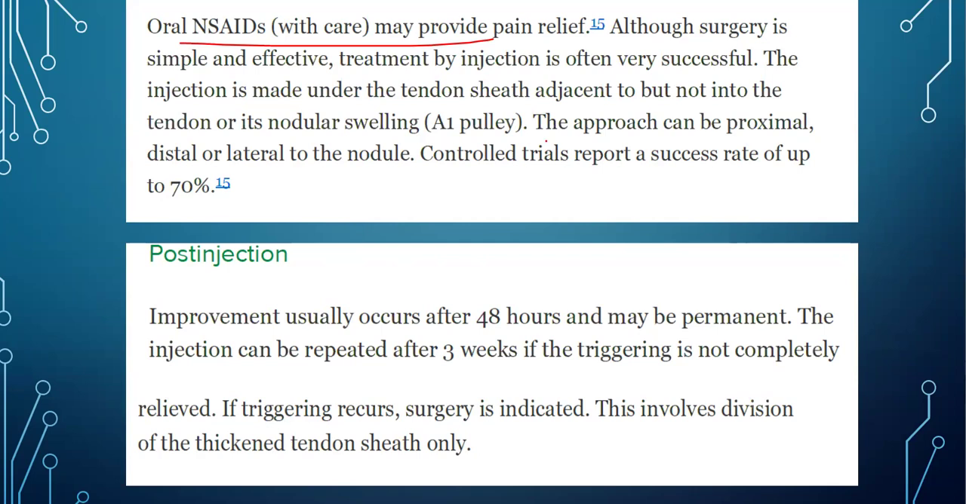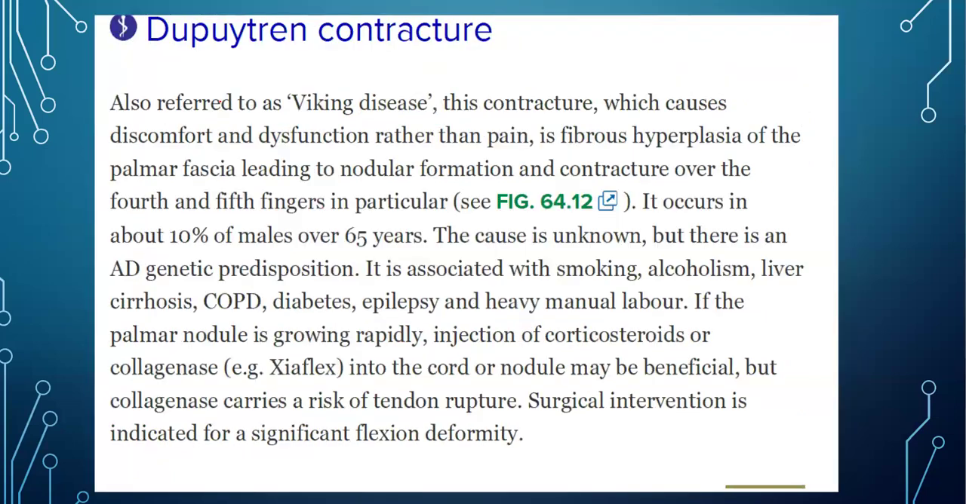And then you can also go for a steroid injection under the tendon sheath, not into the tendon. Okay, so under the tendon sheath, you can go for a steroid injection, and that is a very good treatment for this case. And the last option is definitely surgery.